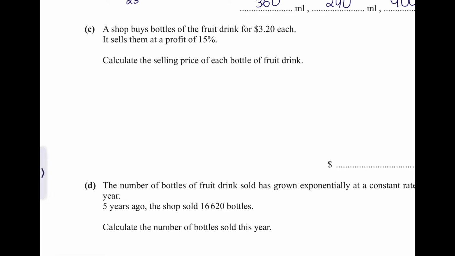Now it says a shop buys bottles of the fruit drink for 3.20 each. It sells them at a profit of 15%. Calculate the selling price for each bottle of the fruit drink. If it's making a profit of 15%, one of the simple ways is to calculate 115%, because 100% is the cost and 15% will be the profit. So if you calculate 115% of 3.20, you would get your answer. I'll just do 115 over 100 into 3.20. Simply use a calculator, and that gives you 3.68. That's it.